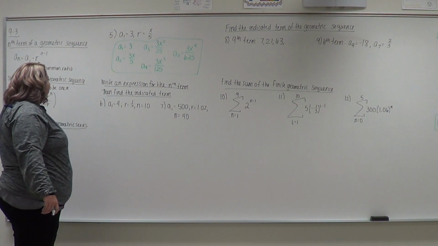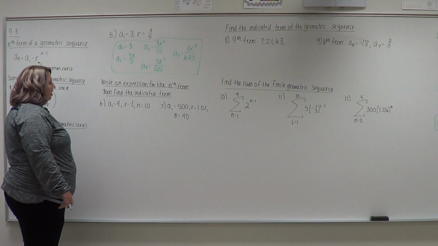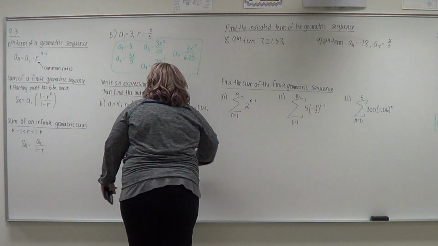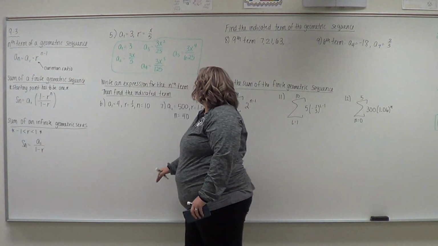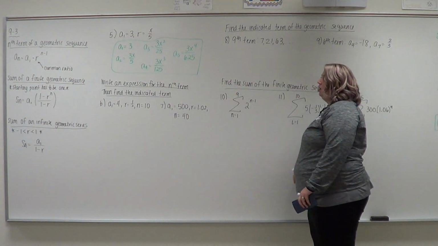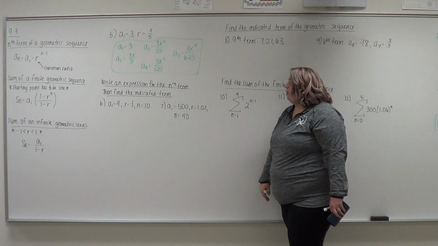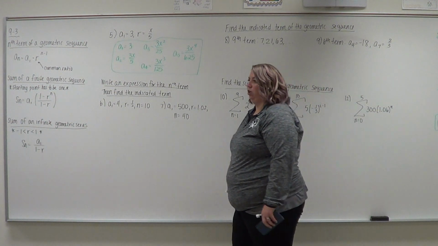Okay, next section: write an expression for the nth term, and then find the indicated term. So now we're actually going to start using this equation. We're going to use this equation for the next 2 problems, and then we'll start talking about the sum. Okay, so we have 2 parts. We have to write the expression and then find the indicated term.